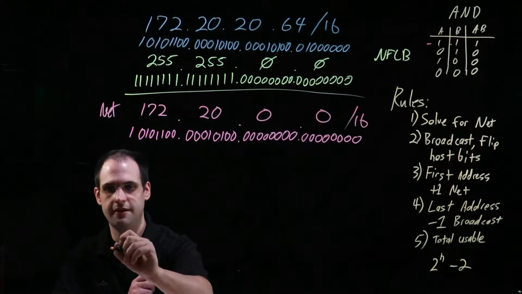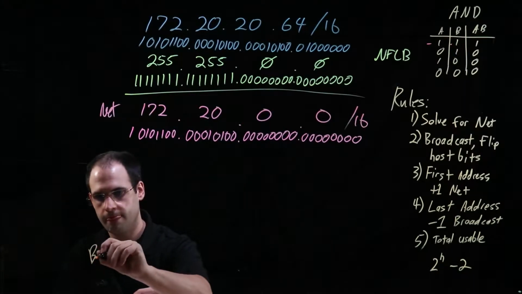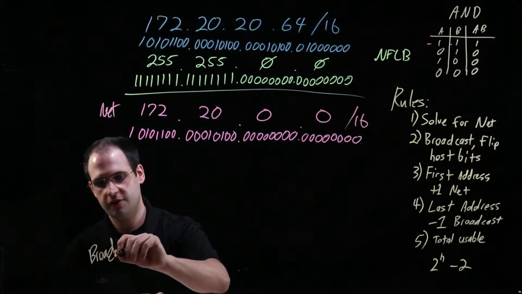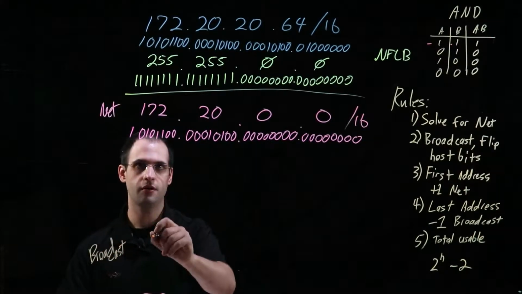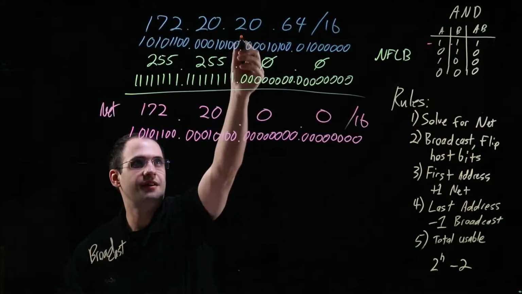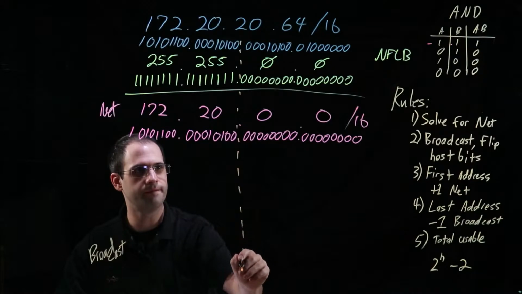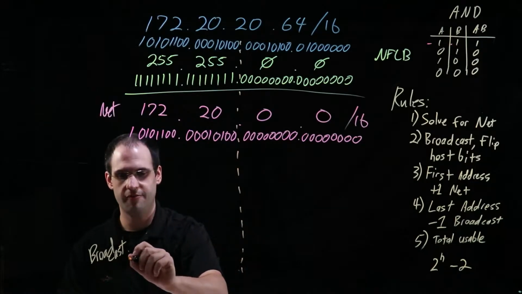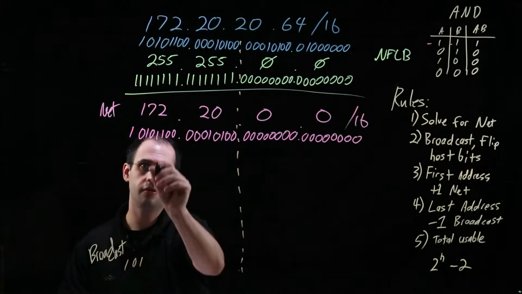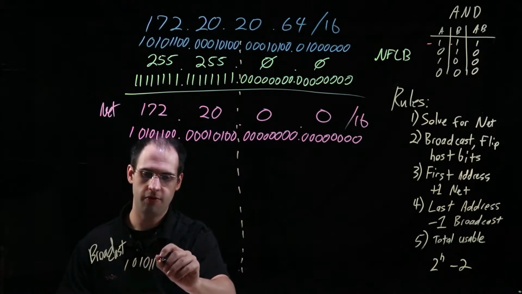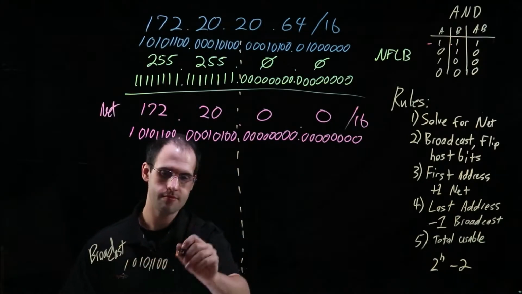So I'm going to come back down here as usual, and here's my broadcast. Once again, I bring it down. Now you can see where my line is. My line has been shifted over here. So I have my 1, 0, 1, 0. I'm just bringing this down. 1, 1, 0, 0.